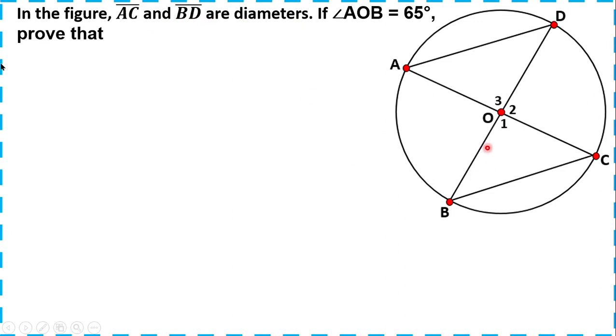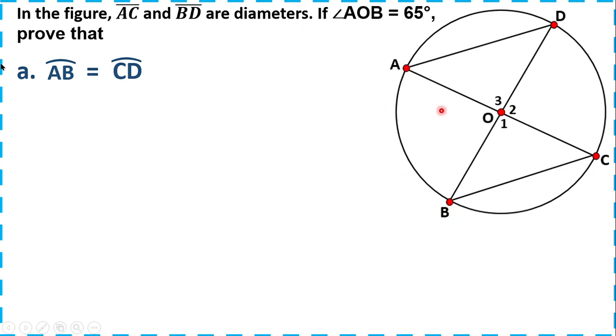In the figure, segment AC and segment BD are diameters. This is our segment AC, a diameter, and segment AD is also a diameter. If angle AOB is 65 degrees, prove that arc AB is equal to arc CD. So, let's first get the measure in degrees of arc AB.